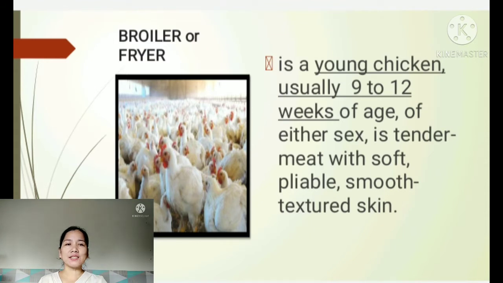Popular tayo dun sa tinatawag nating broiler or fryer. Yung kadalasan noon ay tinatawag na 45 days. Ano nga yung 45 days? After 45 days ay pwede nang i-harvest o pwede nang katayin, pwede nang ibenta sa palengke. Pero ngayon parang 32 to 35 days pwede na siyang ipagbili o katayin. Broiler or fryer is a young chicken, usually 9 to 12 weeks of age of either sex, with tender meat and soft, pliable, smooth textured skin. So, broiler or fryer, 9 to 12 weeks.